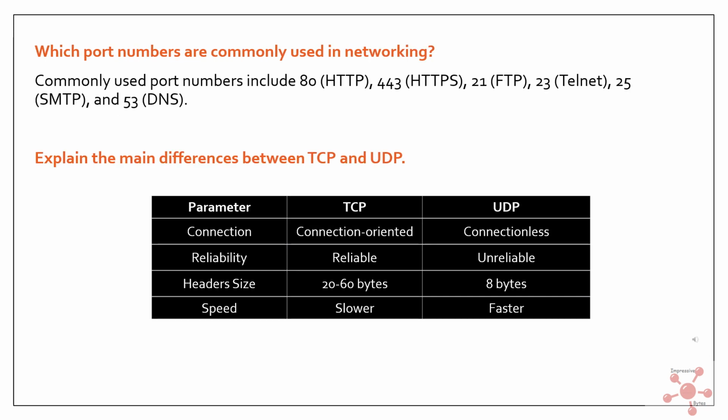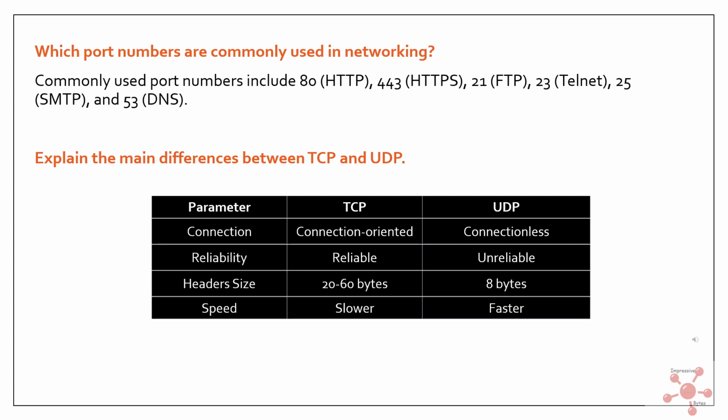Which port numbers are commonly used in networking? Common port numbers. Well, think of them as designated post boxes for different services. HTTP uses port 80, HTTPS uses 443, and FTP often goes with 21. These are just a few examples from a wide array of standardized ports.